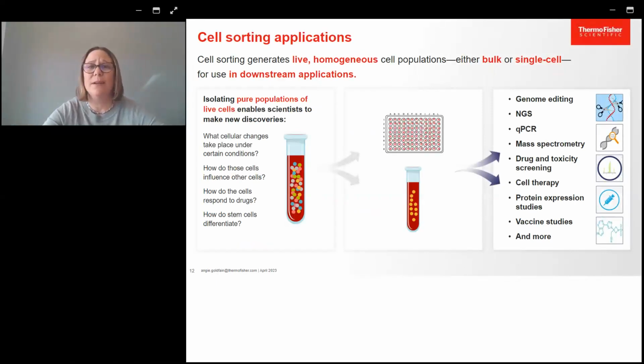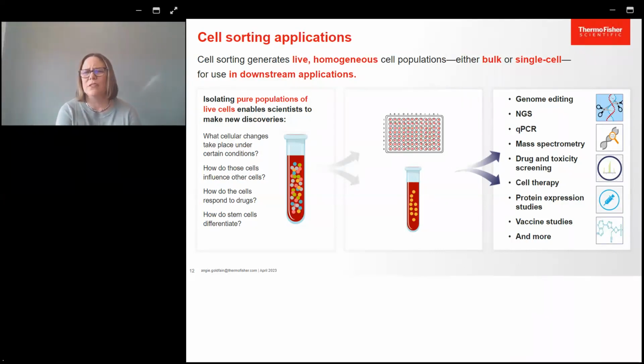So let's talk a little bit about cell sorting applications. Cell sorting generates live homogeneous cell populations. You can do those by bulk into tubes, or like we've said, into microtiter plates, a single cell, for downstream applications. Isolating these pure populations really can enable you to make new discoveries, and this can happen quickly too. You need to consider all the different aspects of the cell type you're sorting so you can decide on the method of sorting to apply.